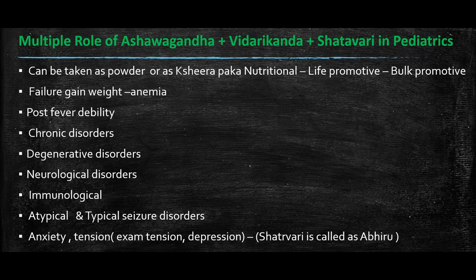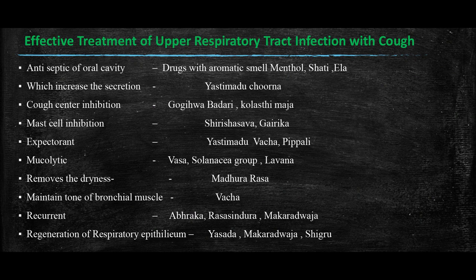So, effective treatment of upper respiratory tract infection with cough in the child. We have to give some antiseptic to the oral cavity in the form of those drugs which have an aromatic smell like menthol, shati or ela can be given. Drugs which increase the secretion and expectorate out, that is Ashtamadhu churna. Cough center inhibiting drugs, if you want, we have Gojiva, Badari, Kolasthimaja, etc.